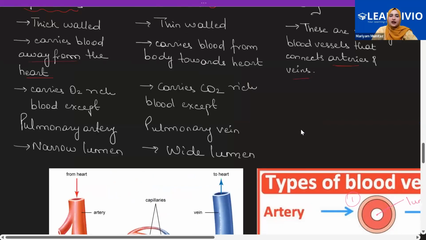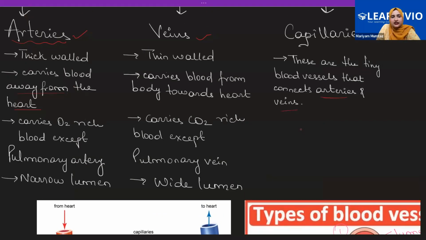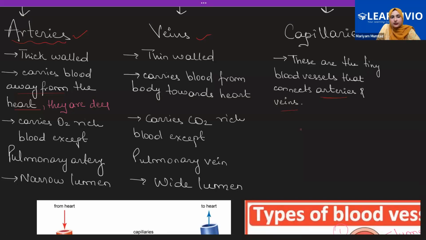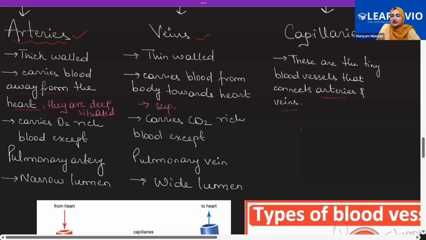All right. So apart from that, you can also mention that the arteries are deeply situated, and the veins are superficially situated. So the difference between arteries and veins is clear.